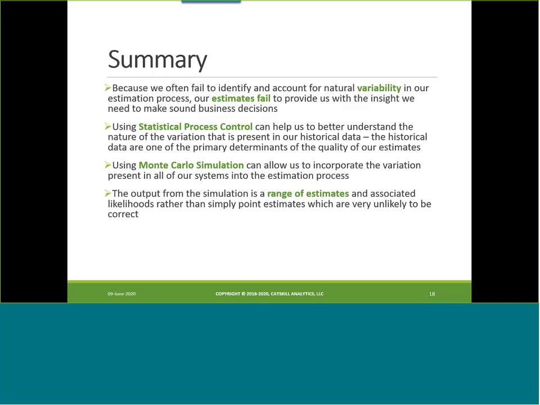Then the output for that is a range of estimates and the associated likelihoods. And to me, this is the real value, to be able to see that you're talking about something that by its very nature has a random component, and we're trying to get our hands around that and understand what that means for the decisions we're about to make. And that leads to the final point. The result is much more insight into the nature of the situation and the opportunity to make informed decisions.